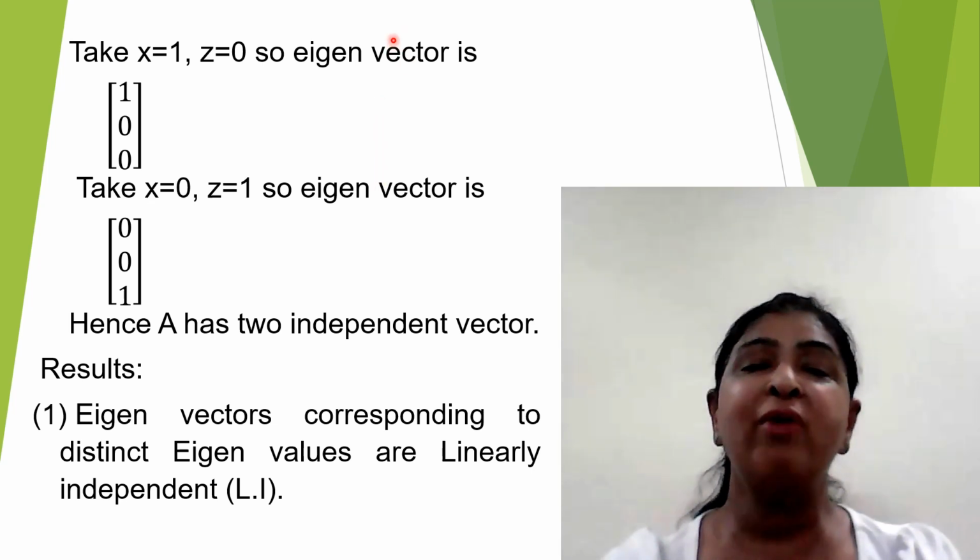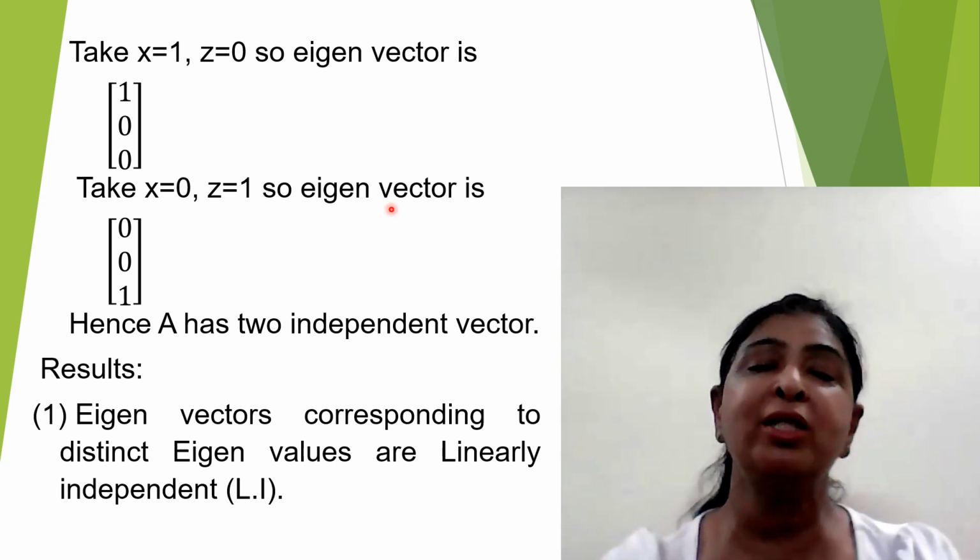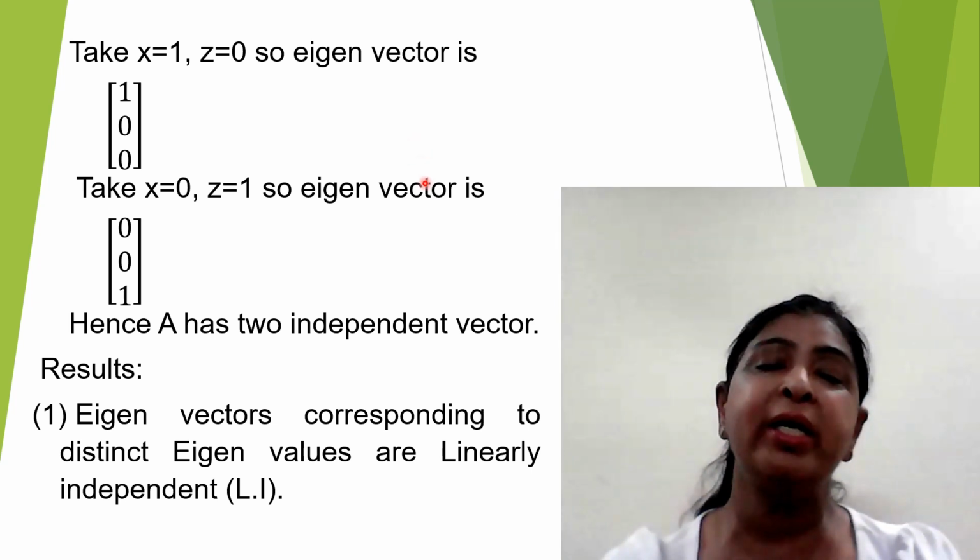Because we have taken y already as 0, and we have again taken x is equal to 1 and z is equal to 0. In the next case, we are taking x is equal to 0 and z is equal to 1. Y is already 0. So our new eigenvector is [0, 0, 1]. So A has two independent eigenvectors.